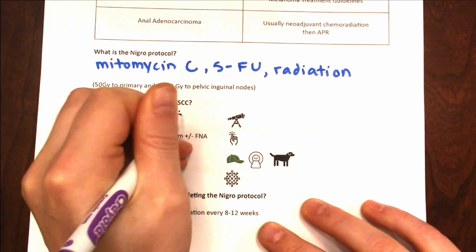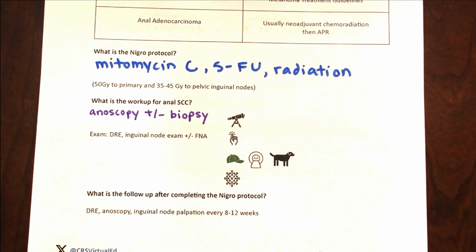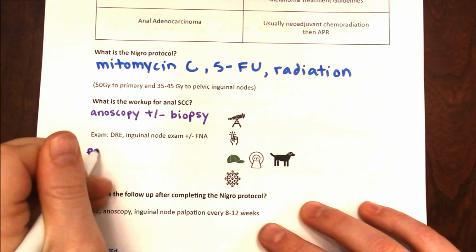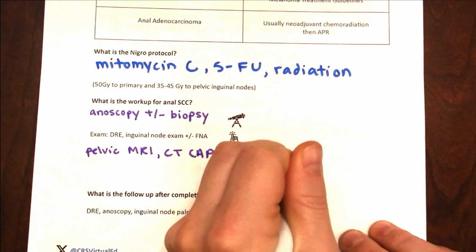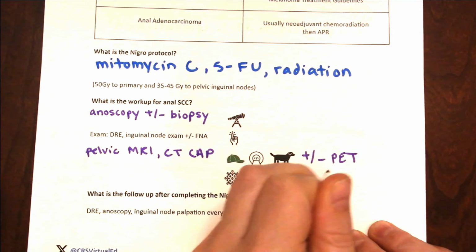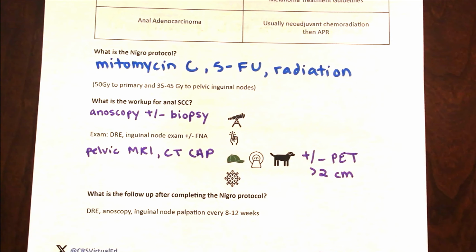And then the next part would be imaging. So you could do a pelvic MRI, a CT chest, abdomen, pelvis, and then with or without a PET scan. You would want to do a PET scan if the lesion was more than 2 centimeters. And then if the HIV status is unknown, then you want to do a HIV blood test.